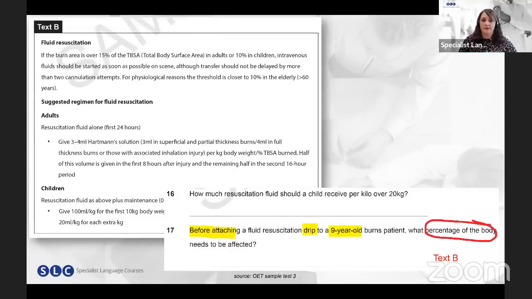All right, so here is text B. So let's take a look. We're looking for percentages here. So we're looking in that first part, fluid resuscitation, children specifically. So take a look and see what percentage, what is our answer here.